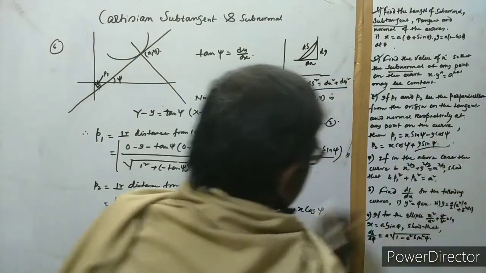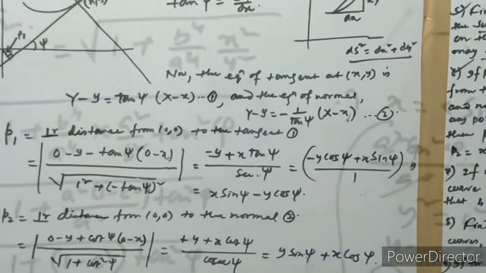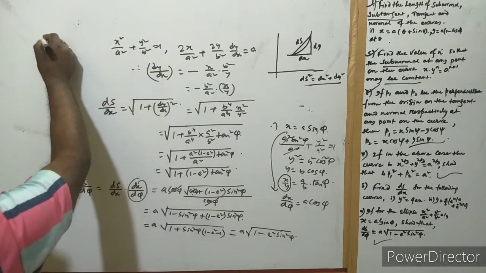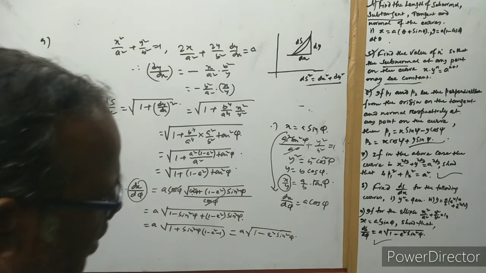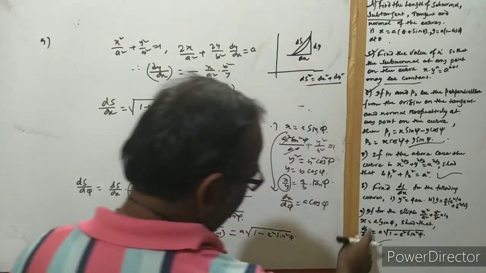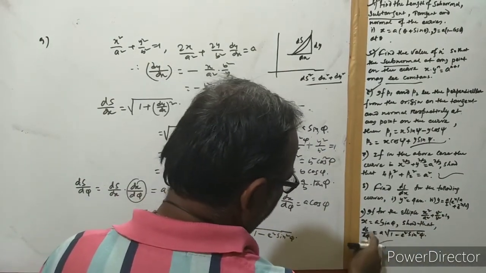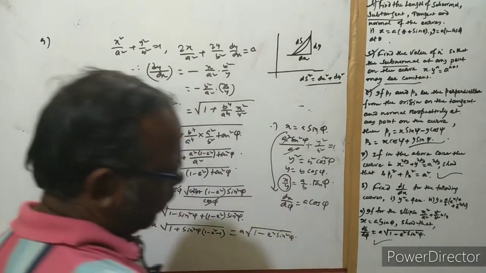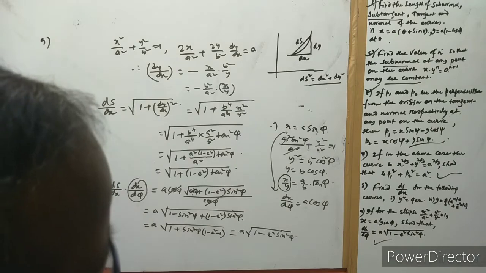So 6, 5 and 4 are done again. Okay. And next problem, question number 9. This is 9. If the ellipse is x square by a square plus y square by b square equal to 1, and x is equal to a sin phi, then show that ds d phi is equal to a into root over 1 minus e square into sin square phi here.